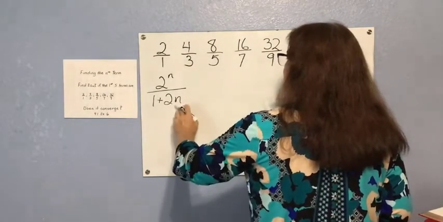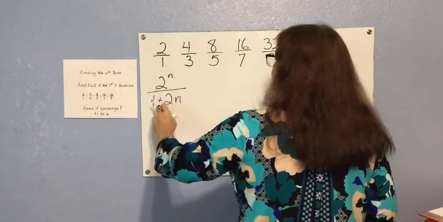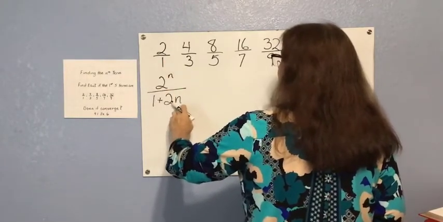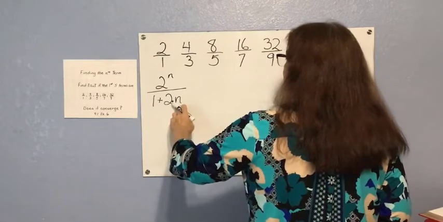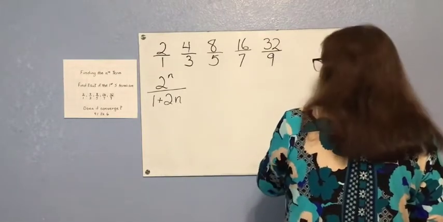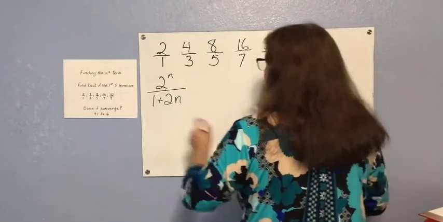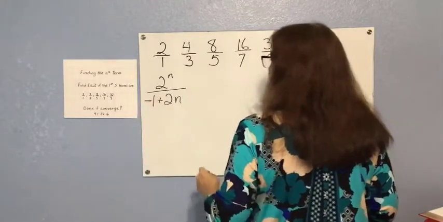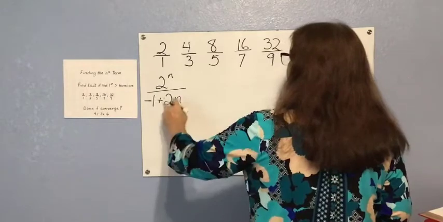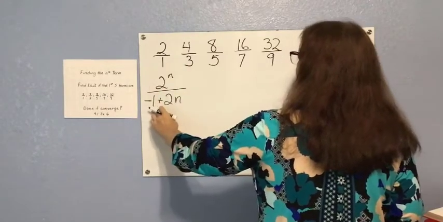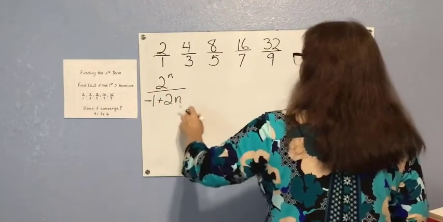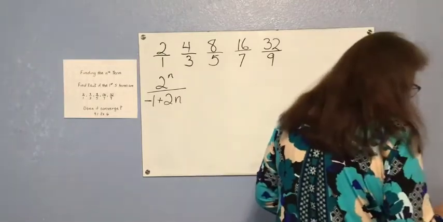but this doesn't work really for this first one. 1 plus 2 times 1 would be 3. So instead of that, let's start with negative 1. Now I have negative 1 plus 2 gives me 1. Negative 1 plus 4 would give me 3. So this is my rule.